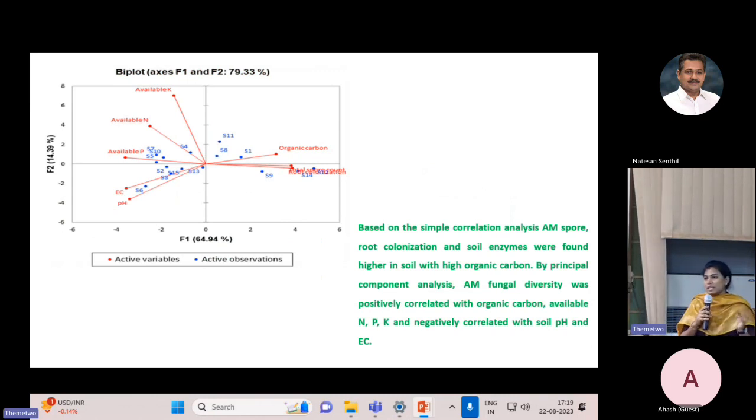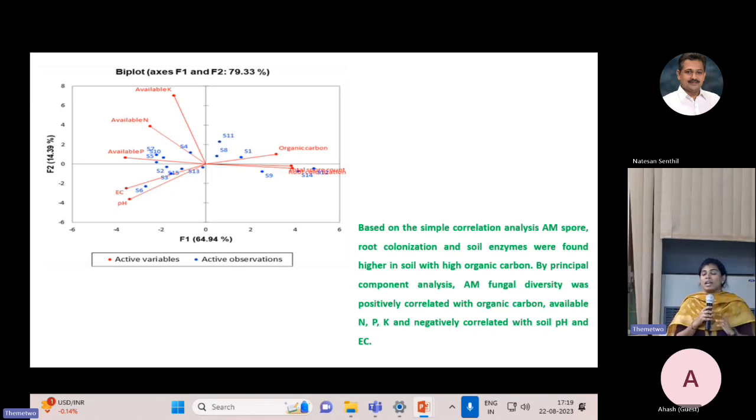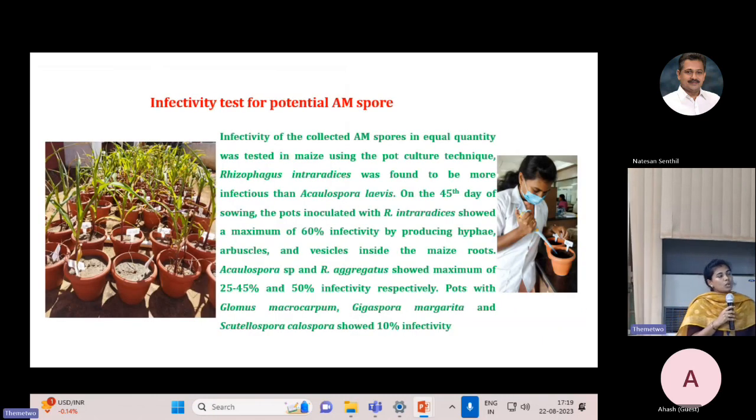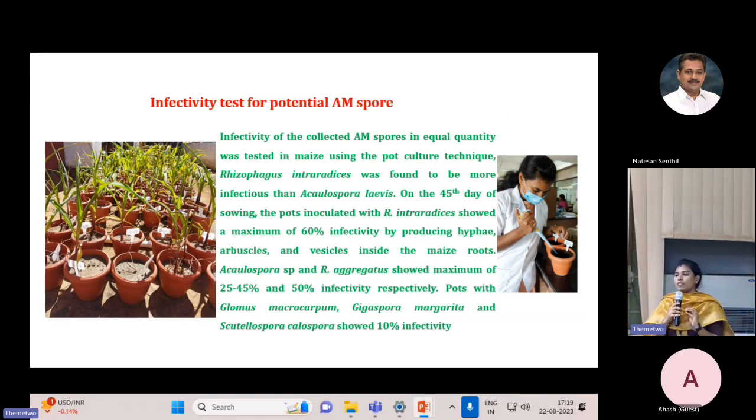When we analyzed by principal component analysis, the spore count and root colonization were positively influenced by available nitrogen, phosphorus, potassium, and organic carbon, and negatively influenced by EC and pH. Next, I have extracted the spores, found out the predominant spores, and derived all those results. The next step is the infectivity of AM fungal spores.